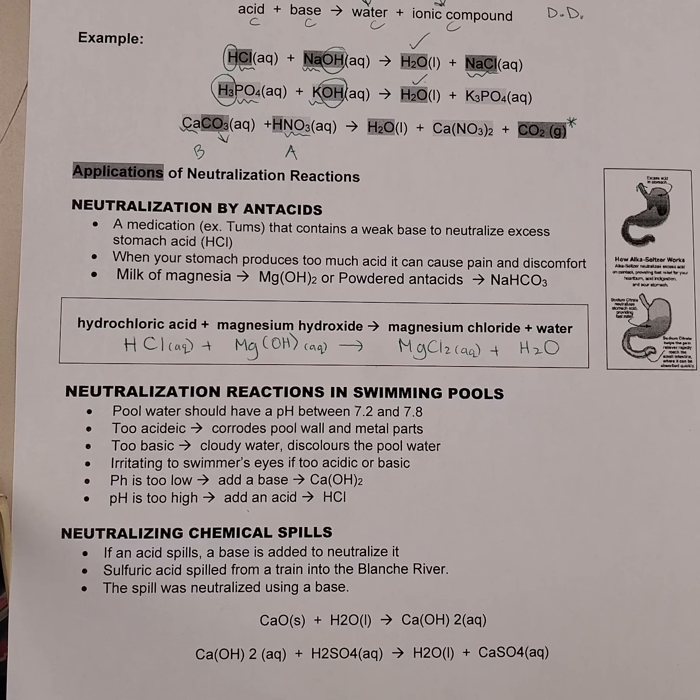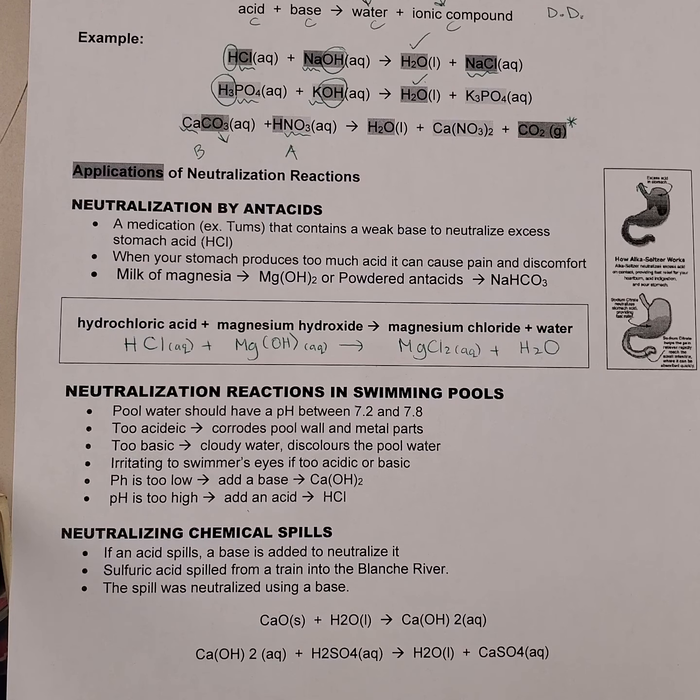There's an example in your textbook that talks about a sulfuric acid spill in a river. Sulfuric acid is an acid that's used to make batteries. There was a cargo train that was carrying sulfuric acid to a battery factory. Unfortunately, the cargo train tipped over, and the sulfuric acid spilled into a river called the Blanche River. In the Blanche River, because of this excess acid, it was causing the plants to die, and it was causing the water to become acidic, which affects the aquatic life.